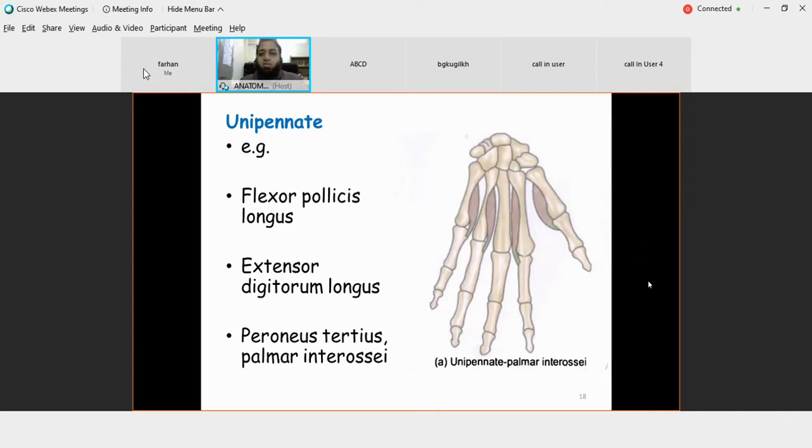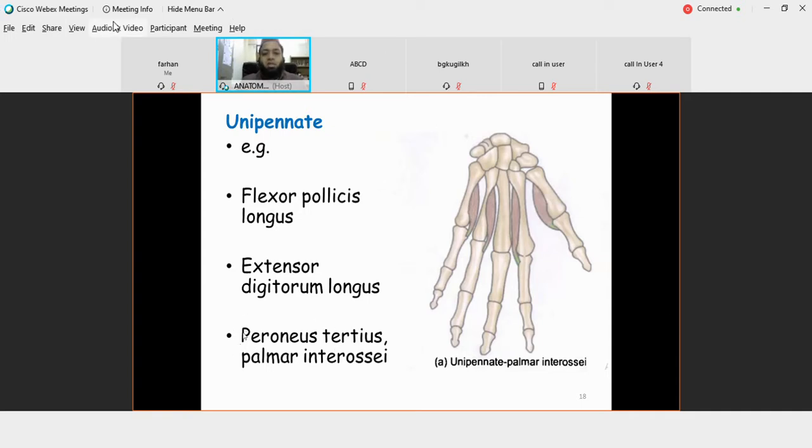Flexor pollicis longus, flexor pollicis brevis, and then extensor digitorum longus, peroneus tertius, extensor digitorum longus. What you can guess from it is that we have it in the extensor compartment. Digitorum, it's going towards the digits, any of the digits except the thumb. Thumb has got pollicis, so digits for either of these, and longus means there must be some brevis also.